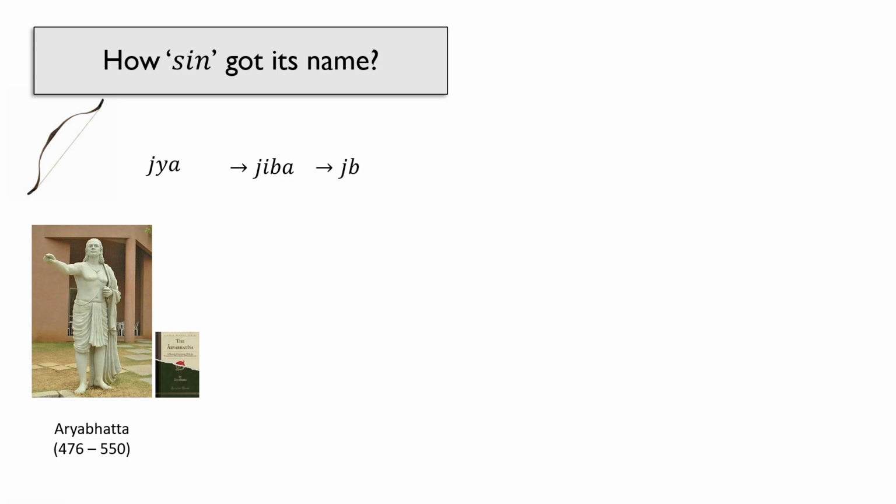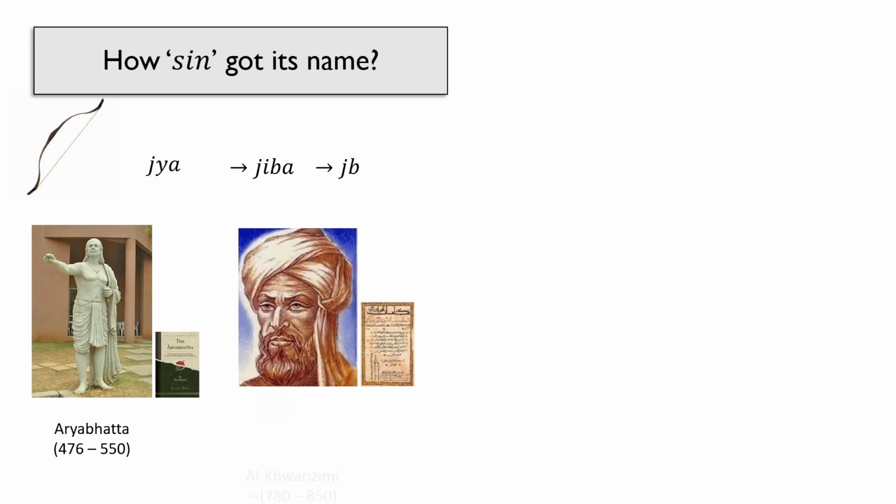This can be seen in the book Compendious Book on Calculation by Completion and Balancing by Al-Khwarizmi, which was published around 820 AD. For your information, Al-Khwarizmi was a Persian polymath and he introduced Hindu numerals to European mathematics. Very famous words like algorithm and algebra, which we use now, are derived from his name. Now, let's come back to our story, JB.